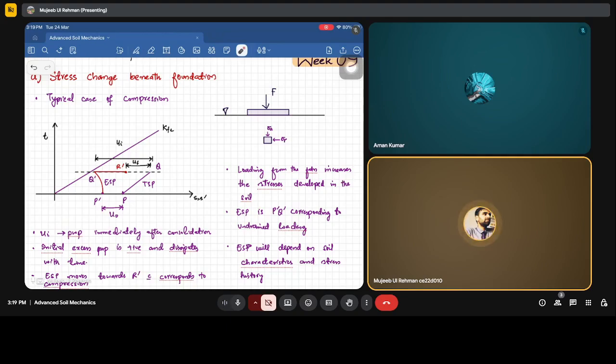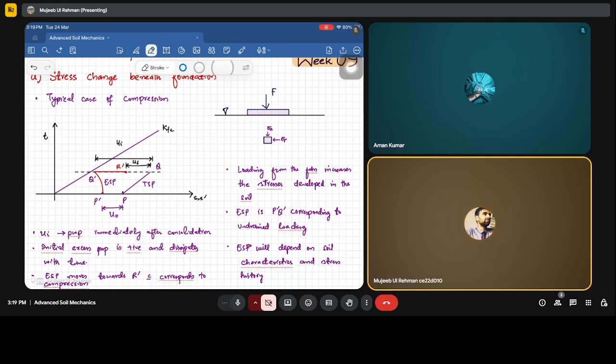Why? Because we know that effective stress is equal to sigma minus u. I will write it like this: sigma dash is equal to sigma minus u. Due to the increase in the loading, this u will increase. Pore water pressure is going to increase immediately after consolidation, which will reduce the sigma dash, or we can say the effective stress parameters are going to reduce.